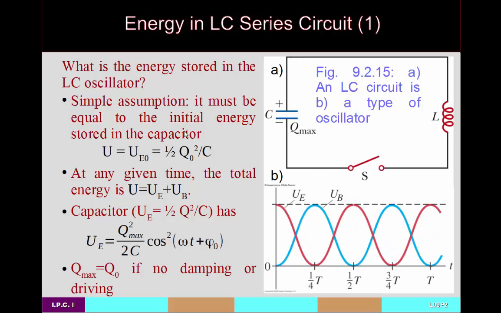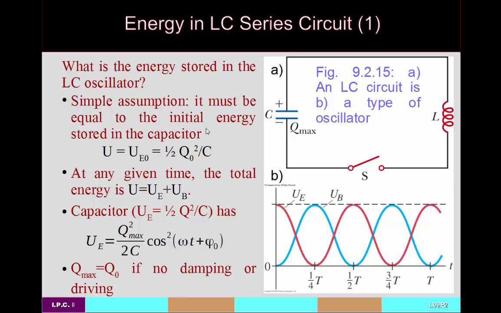So now we look at the energy that's being stored in the LC oscillator. Again, this is a simple LC oscillator. We assume no resistance. If you had resistance, over time power would be dissipated by the resistor, and so this would be dying out. Without the resistance being added, you just have a simple LC oscillator.